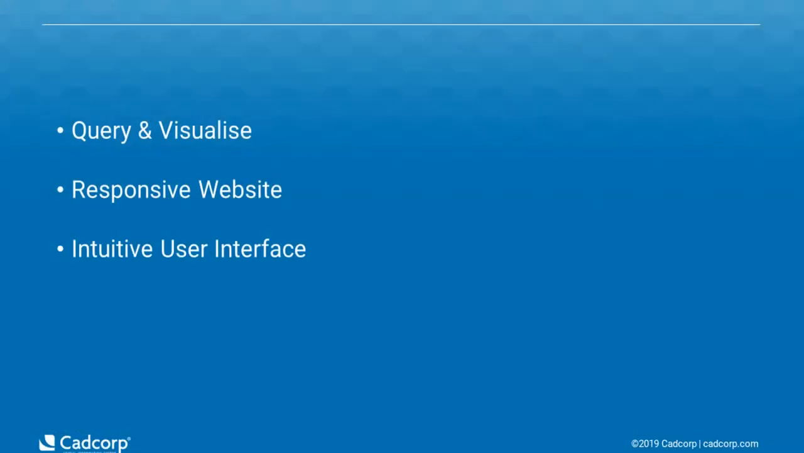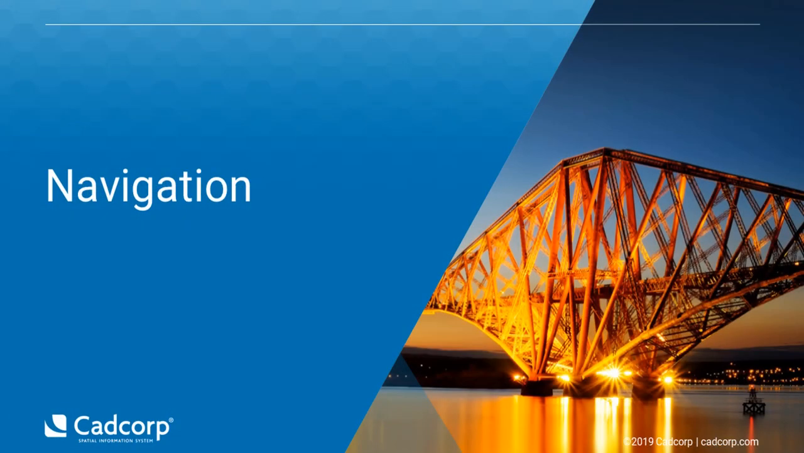WebMap is a web mapping application that allows us to query and visualize spatial information over the web. It's a responsive website that responds accordingly to the device that it's being accessed from, and it's got a really easy and intuitive user interface, making it really easy for end users to be able to use the functionality within the web mapping application. So what we're going to do is go through some of the functionality.